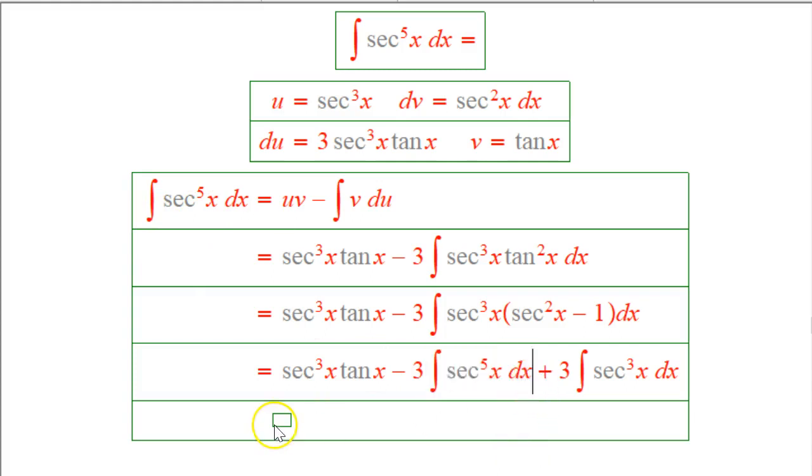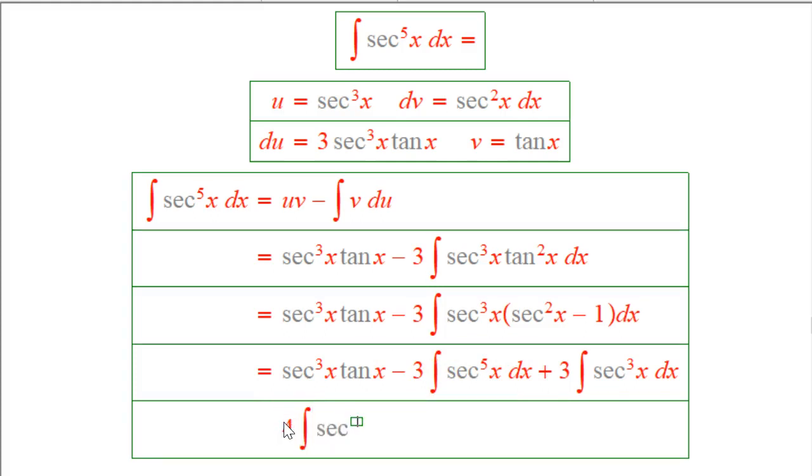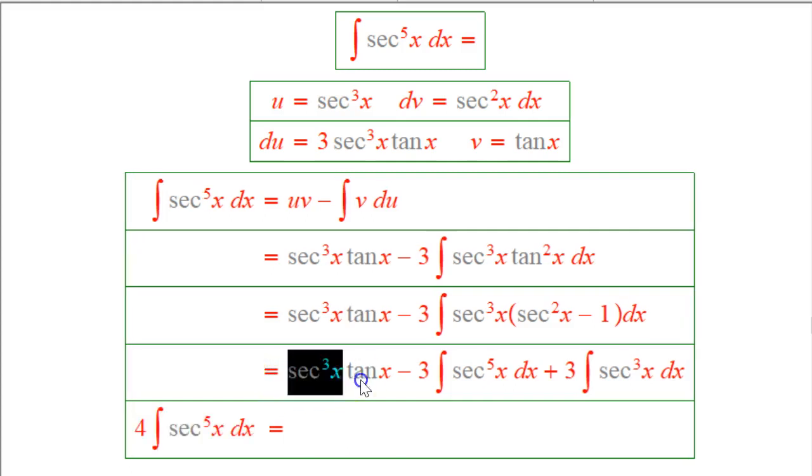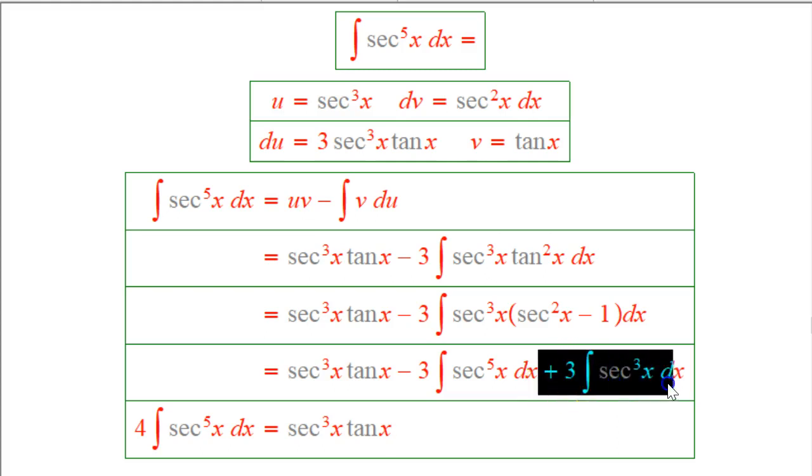But this is where really basic algebra comes in and saves us. This is our unknown quantity, and it's totally okay for the unknown quantity to appear on both sides of an equation. You can just isolate that. So I'm just going to add 3 integral secant to the 5th x dx to both sides. So I get 4 integral secant to the 5th x dx equals all the rest of it. I'll just copy and paste all that.